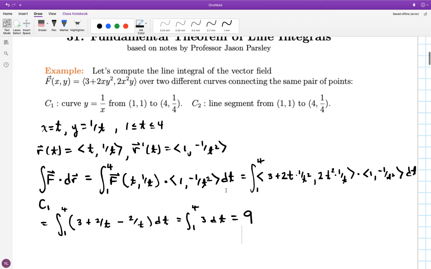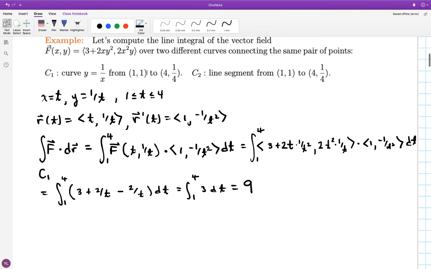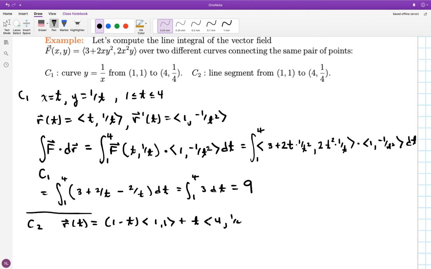Let me now compute a line integral of that same vector field across a different curve that connects the same pair of points. This time I'm going to use a line segment. So this was C1. Let's take a look at C2. The trick for getting a line segment parameterized is to take 1 minus t times the first point plus t times the second point and run your parameter from 0 to 1.